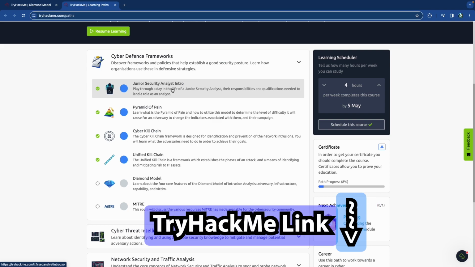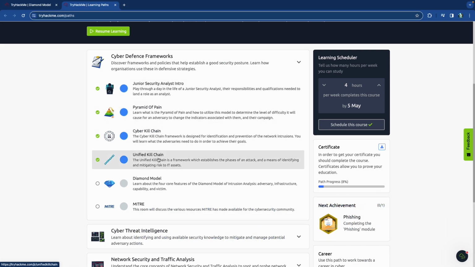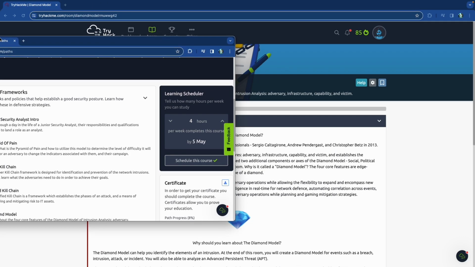So we've already gone through Pyramid of Pain, Cyber Kill Chain, Unified Kill Chain, and today we're going to be going through the Diamond model.